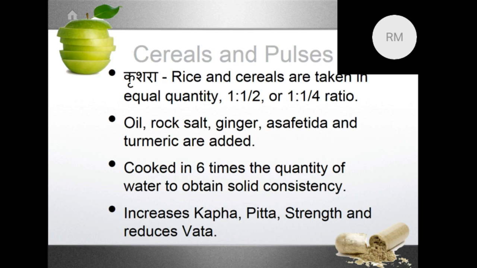And along with it, we add oil, rock salt, ginger, asafoetida, and turmeric. And this is cooked in 6 times the quantity of water to obtain solid consistency. So this increases kapha, pitta, it increases strength and also reduces vata. So what we are discussing now are the diets that are prescribed while we treat patients.